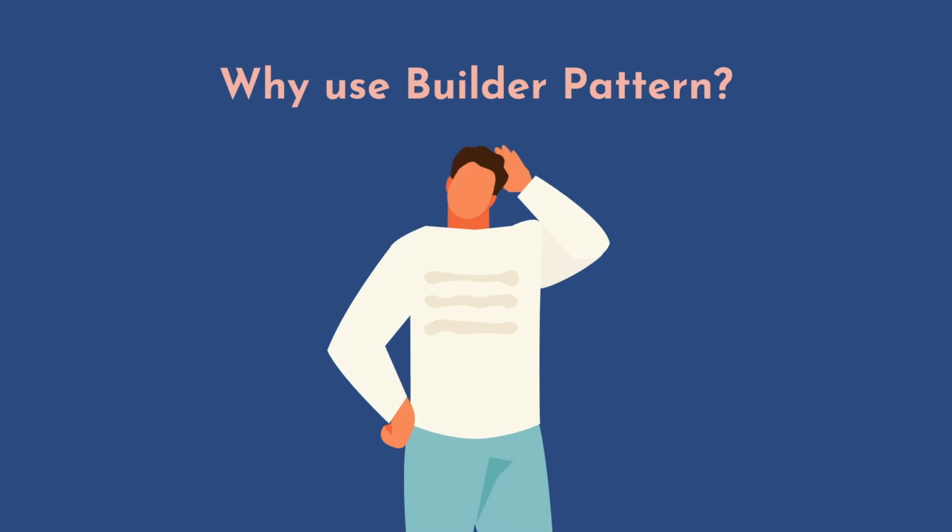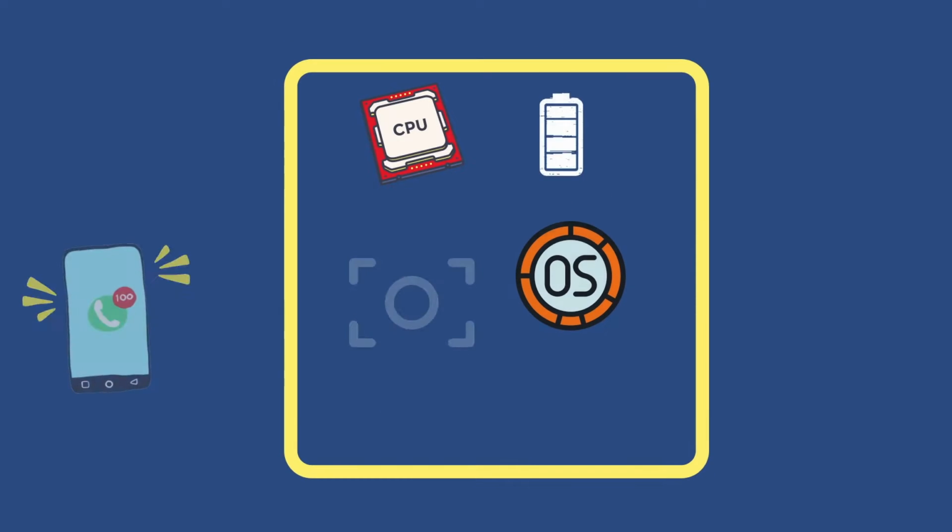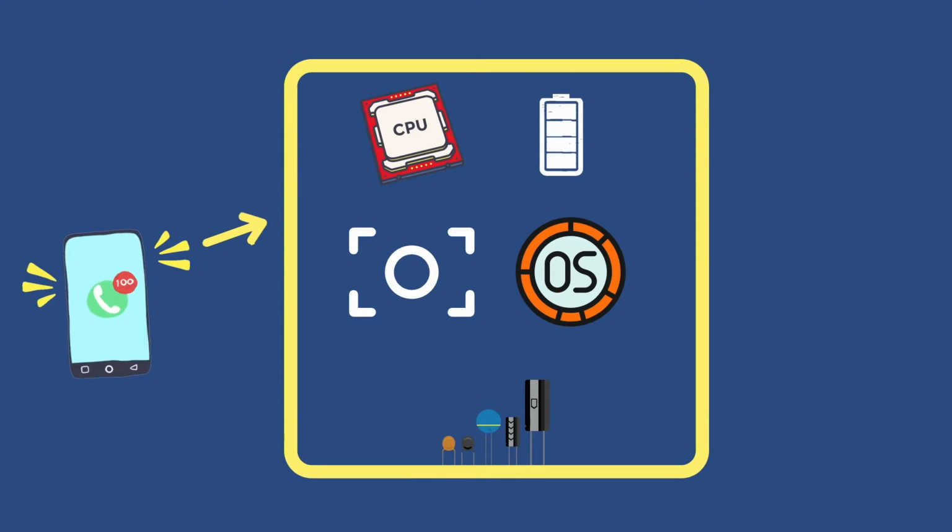Now you will ask the question, why use the builder pattern? Imagine you need to instantiate a highly complex object that requires a lot of input parameters. Here I take an example of initializing a smartphone. To construct the smartphone, you need an OS, battery, screen size, camera, and many more components.